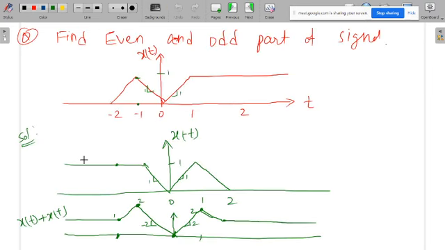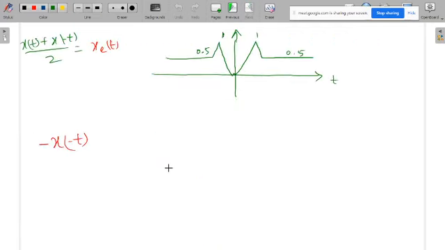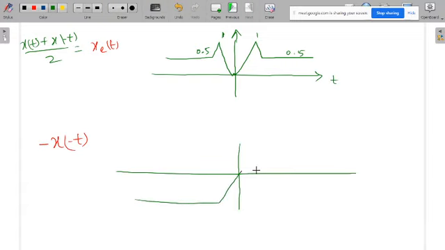Already we are having x of minus t. For this x of minus t, if we apply one minus in the amplitude, then that will become minus x of minus t. That means amplitude reversal, which means mirror image with respect to x-axis. So for this diagram, if you take mirror image with respect to x-axis, then you will get minus x of minus t. I will write here. It comes like this.